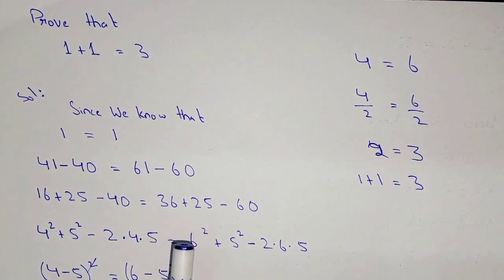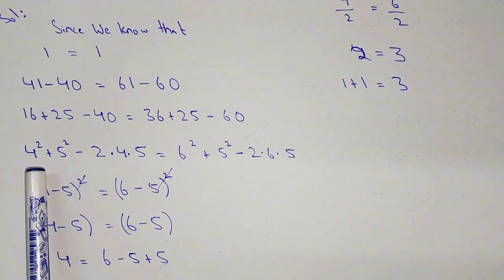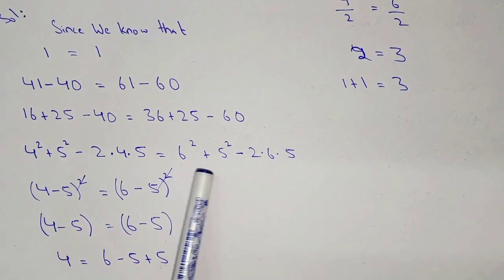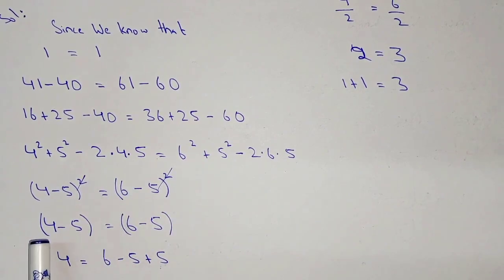36 can be written as 6 square and 5 square instead of 25, and minus 60 can be written as minus 2 into 6 into 5. So we are applying the formula. Since we know that a minus b whole square is equal to a square minus 2ab plus b square, this one can be written as 4 minus 5 whole square, and this one can be written as 6 minus 5 whole square. So the squares cancel, and here we have 4 minus 5 equal to 6 minus 5.